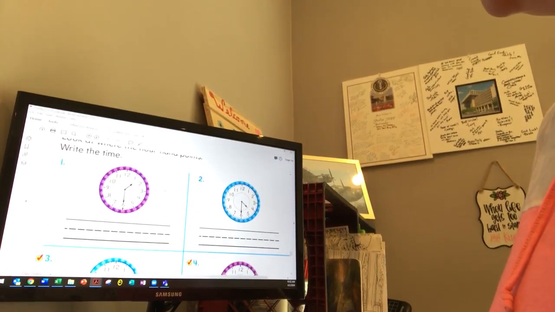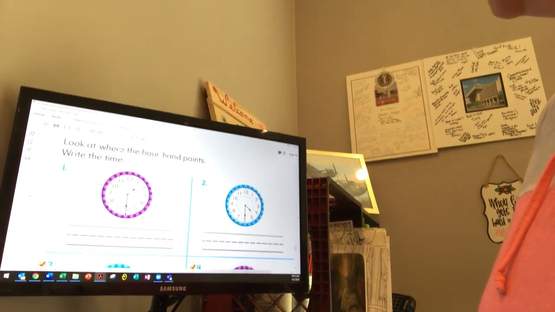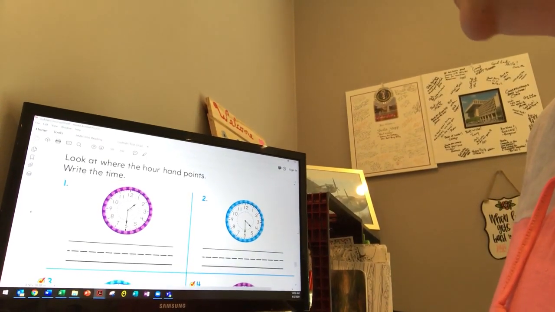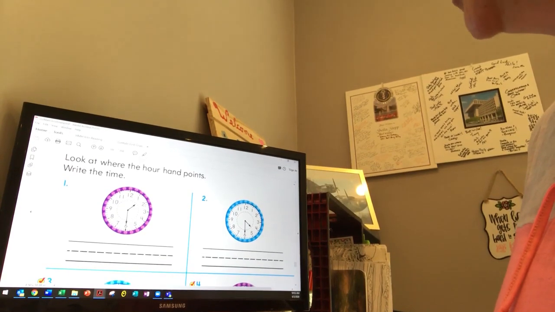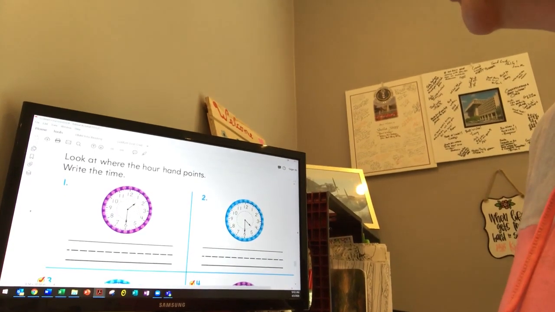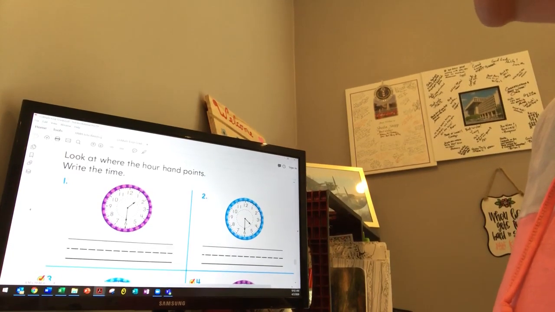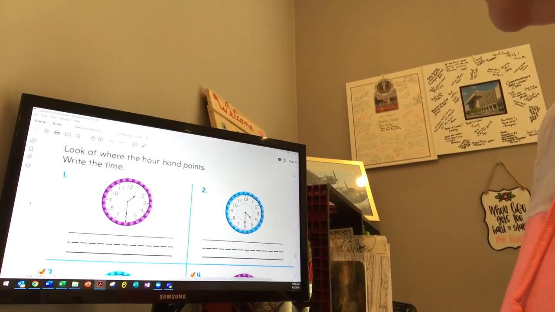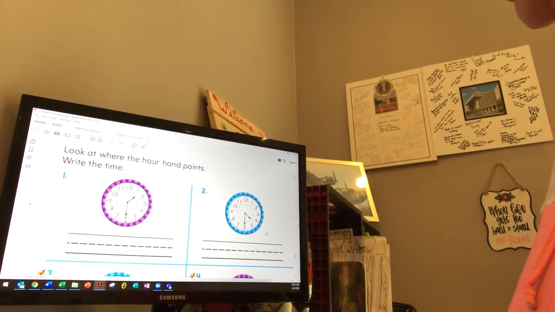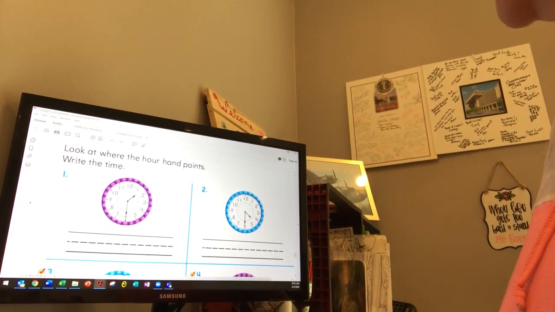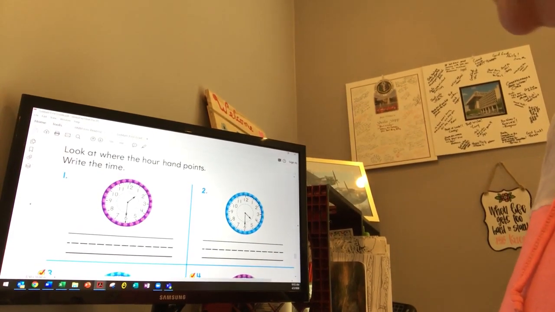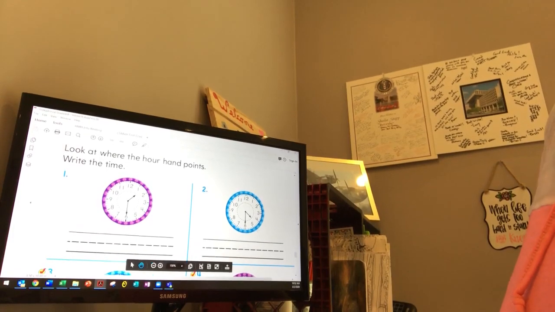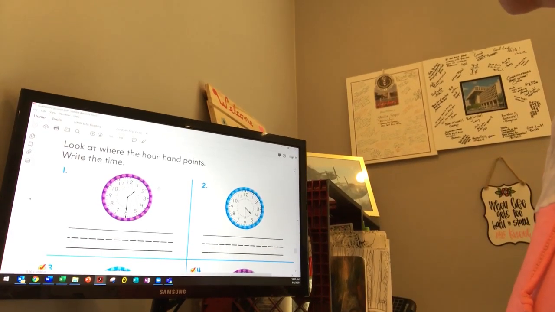Let's look at these two clocks. What time do we think this first clock is? We have the hour hand halfway between 1 and 2, and the minute hand on the 6. So this clock would be 1:30. Now let's look at clock number 2. We see the hour hand is between 4 and 5. The minute hand is pointing down to 6. This tells us the time on this clock is 4:30.